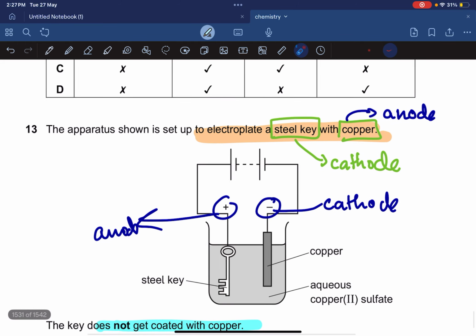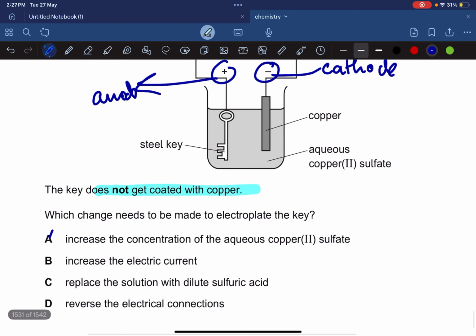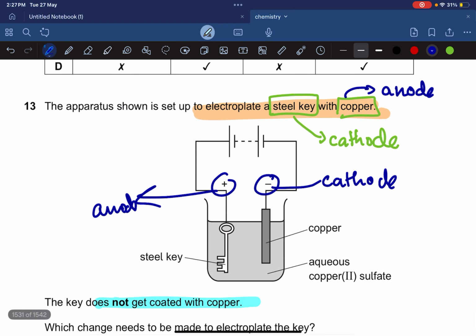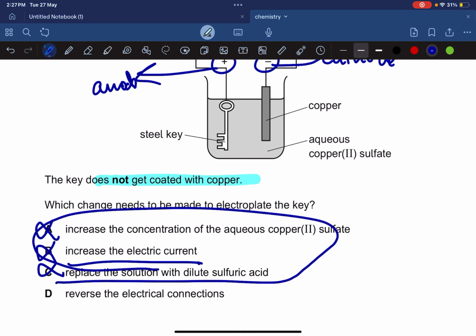What's the problem over here is that anode and cathode have been shifted, so this cannot be simply corrected by increasing the concentration. Increase the electric current. Okay, that's not going to make it correct. We need proper anode and cathode. Replace the solution with dilute sulfuric acid. No, all of this is just dealing with the solution or the current, but nothing is dealing with the anode and cathode. Reverse the electrical connections.